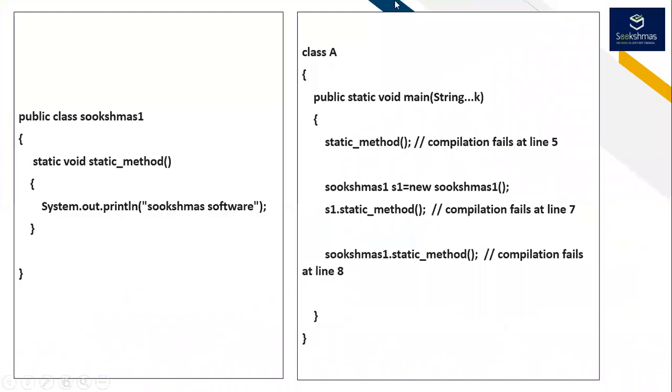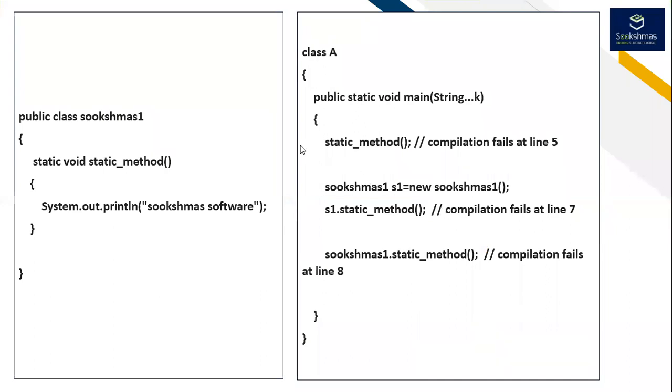We have two classes here. Class one, Sukshmas1, has a static method that displays the message "Sukshma software". Here we have one more class called class A, and the program execution begins from the main method. Here we are calling the static method in three ways.